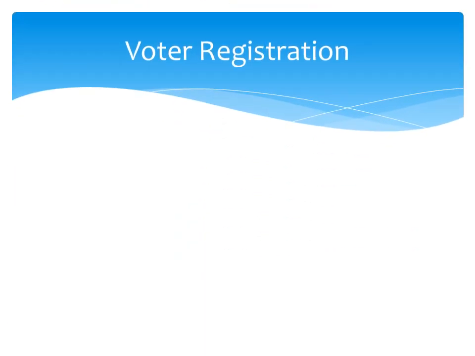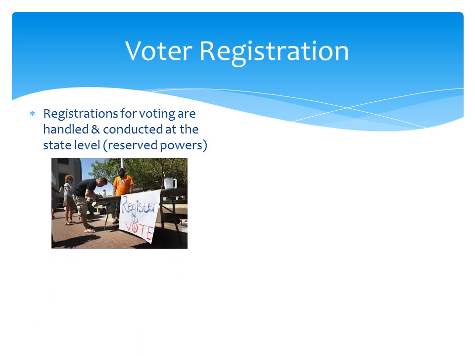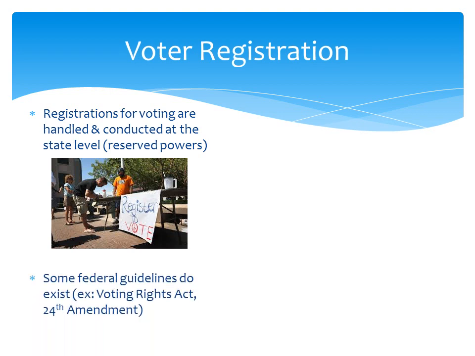True to the federal system of government that our founding fathers established, since voting is not specifically mentioned in the U.S. Constitution, voter registration and the conducting of elections is a reserved state power. This means states can set their own requirements for registering to vote and can establish where voting precincts will be set up. They of course do still have to adhere to some federal guidelines, including the Voting Rights Act and the 24th Amendment, which abolished poll taxes as a requirement to vote.